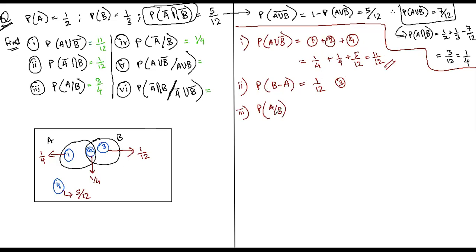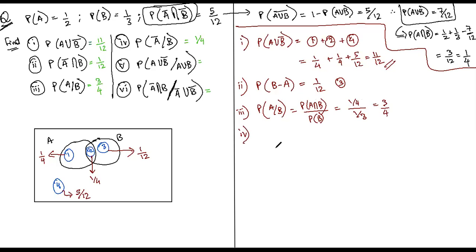See, now once you are told this, here there is a division sign. In conditional probability you get a division sign. So that is probability of A intersection B divided by probability of B. The probability of A intersection B is 1 by 4. Probability of B is given, so the answer will be 3 by 4.